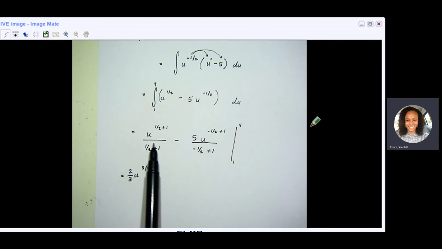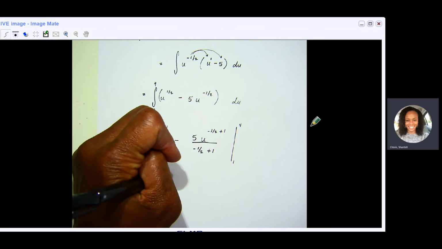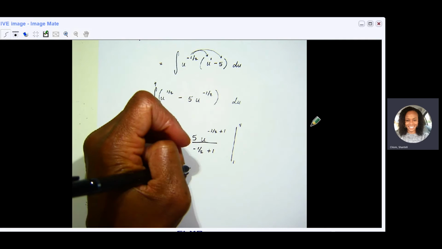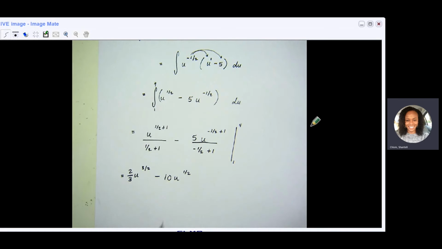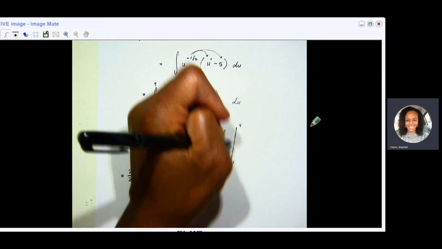Okay, that looks better than having 3/2 in the bottom here. We flipped it and multiplied it, made it 2/3. Right here, that 5, and this is over a half here because the negative 1/2 plus 1 becomes a positive 1/2. Well, you're going to flip that and multiply, so it's going to be times 2, and you get multiplied with that 5 right there. That's going to come down to minus 10, u to be positive 1/2, because the negative 1/2 plus 1 is a positive 1/2. And we're going to evaluate that from 1 to 4.